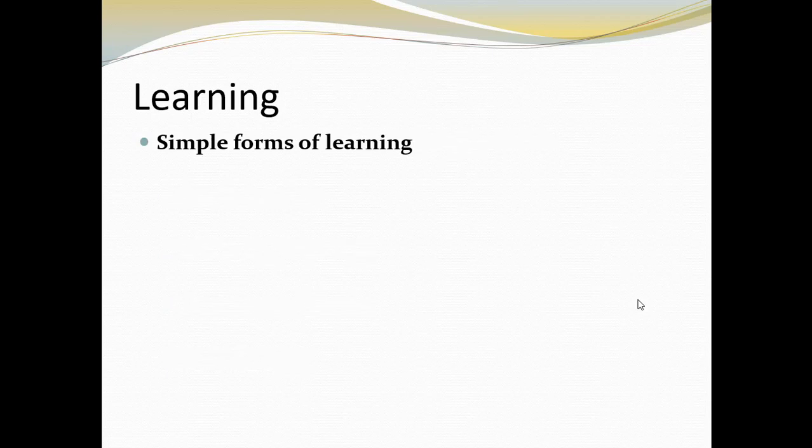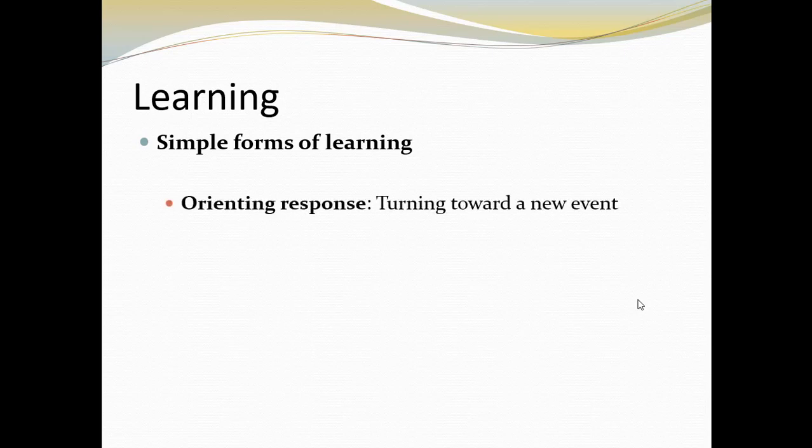Now, one of the things about the simple forms of learning is, as we've talked about, it's especially true in babies, but we too are sensitive to new things or novelty in the environment. When we encounter something new, we tend to devote our attention to that new aspect of our environment. This is something called the orienting response. When we see something new, we tend to orient our senses and our attention to it.